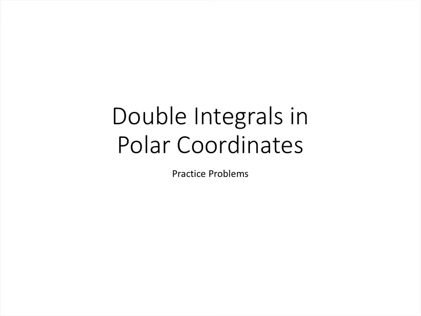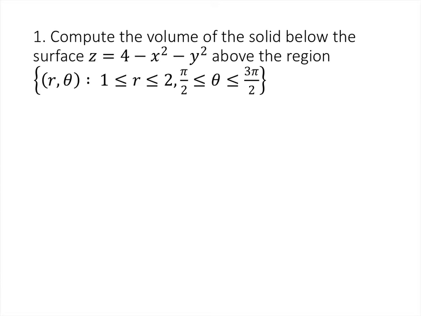This video contains the solutions to the double integrals and polar coordinates practice problems. For this first one, we want to compute the volume of the solid below the surface z equals 4 minus x squared minus y squared above the region described in terms of r and theta.